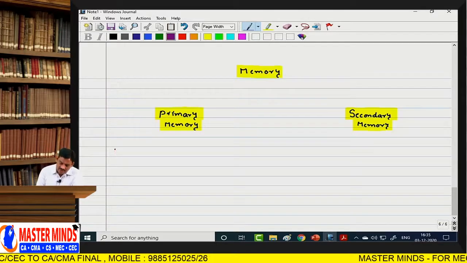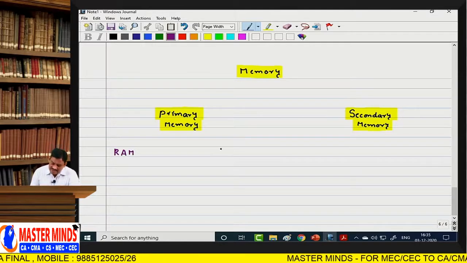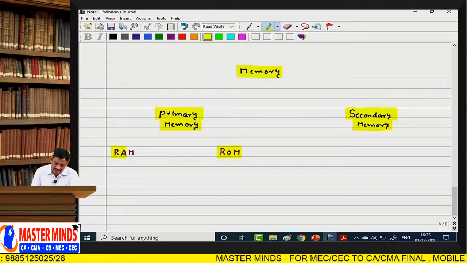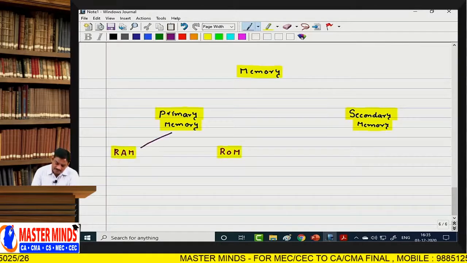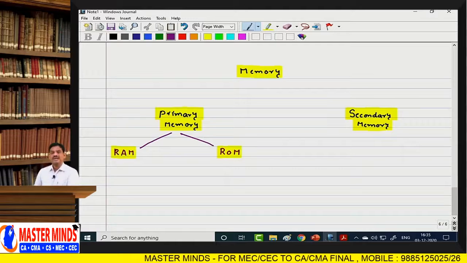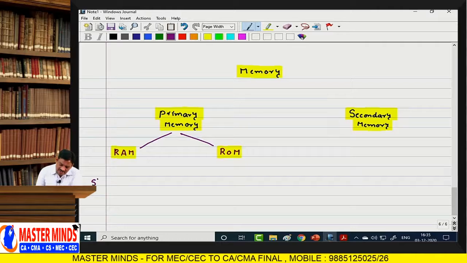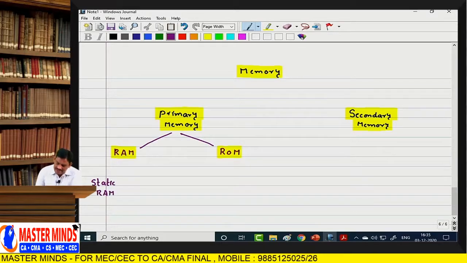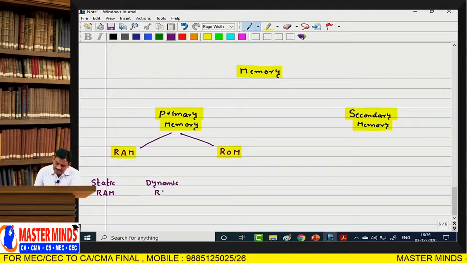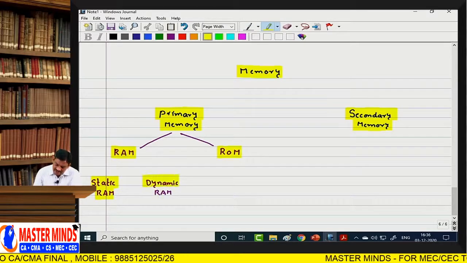Primary memory can also be divided into two types: random access memory and read-only memory, RAM and ROM. Again, random access memory can be divided into static RAM and dynamic RAM.